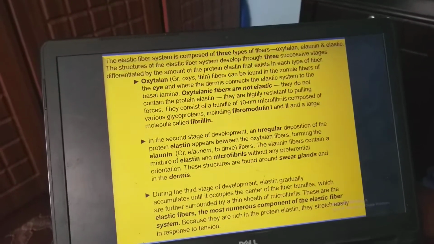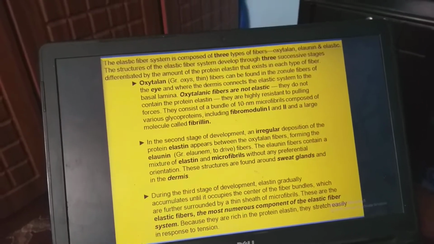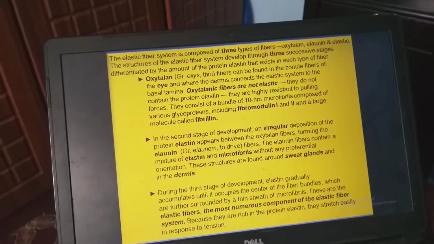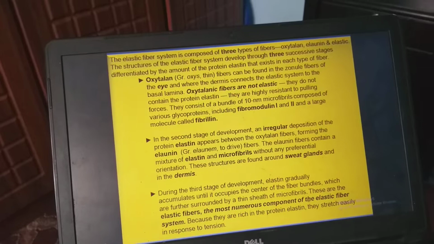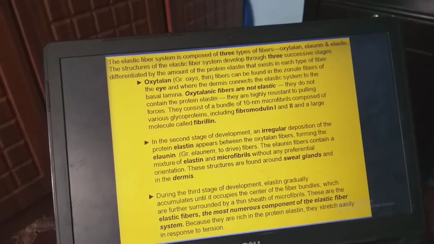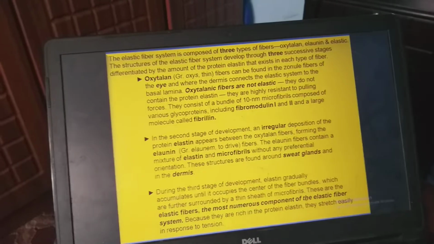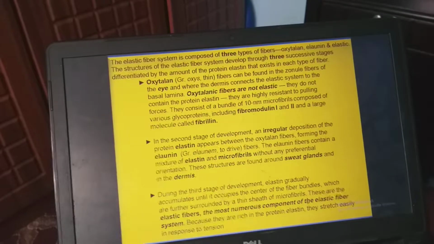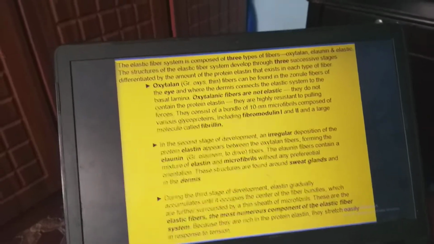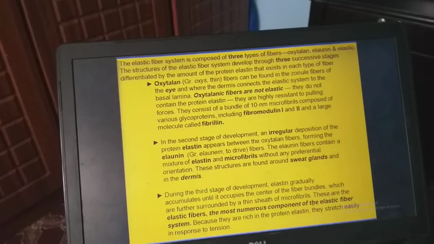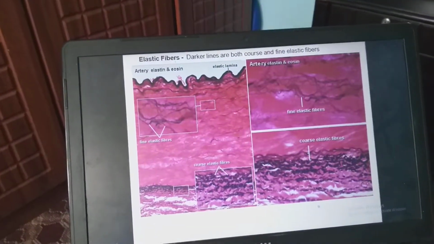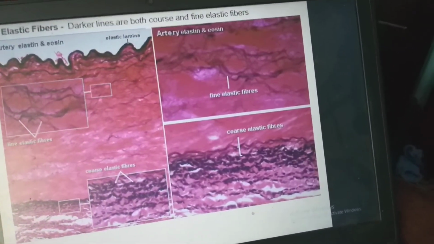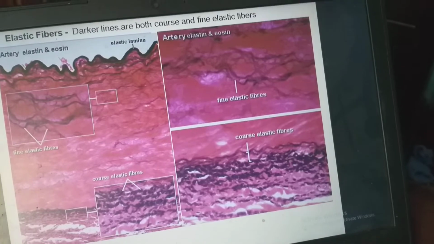Elastin in development we can classify into 3 based on their content of protein fibers. The first one is oxytalan, which does not have elastin fibers, so it is not elastic. The second one has irregular arrangement of elastin, which we call elaunin. And the third one has oriented fibers, so it is elastic fibers. Observe the arrangement of the fibers in fine elastic fibers and coarse elastic fibers.